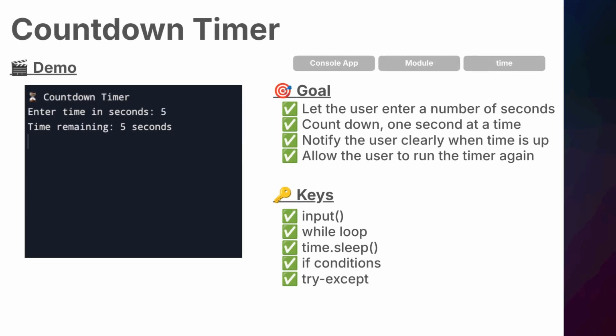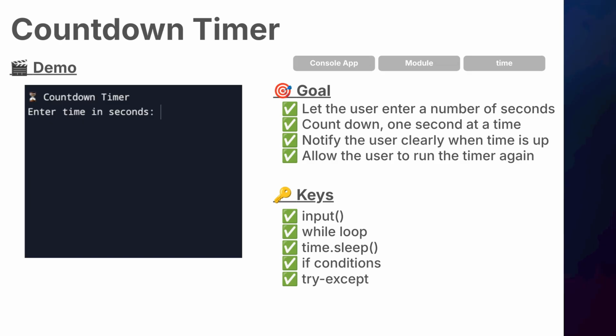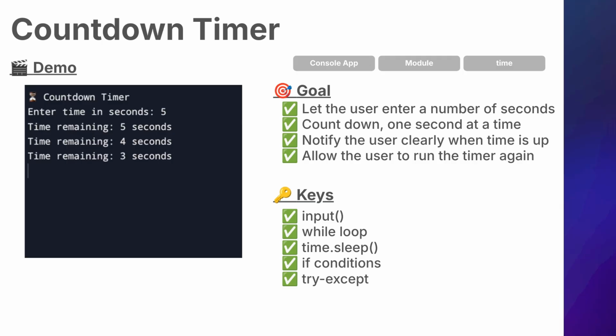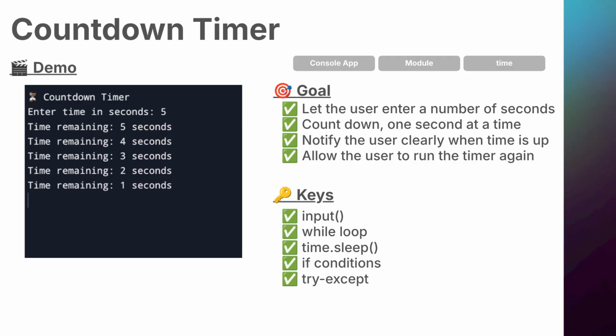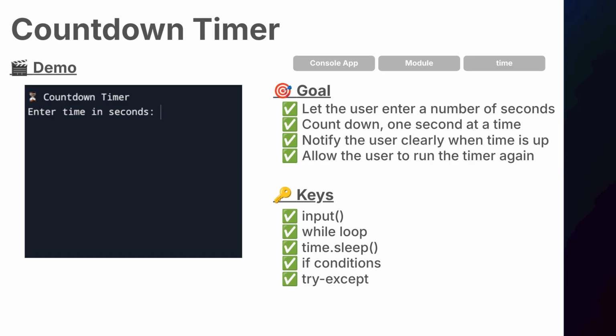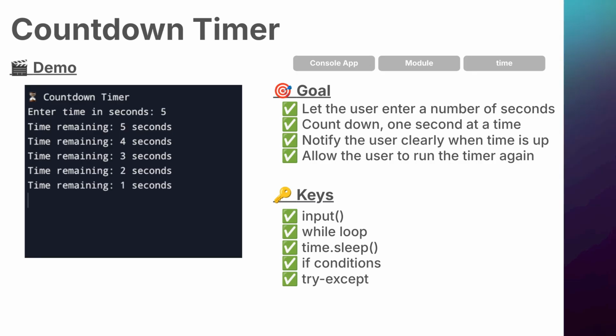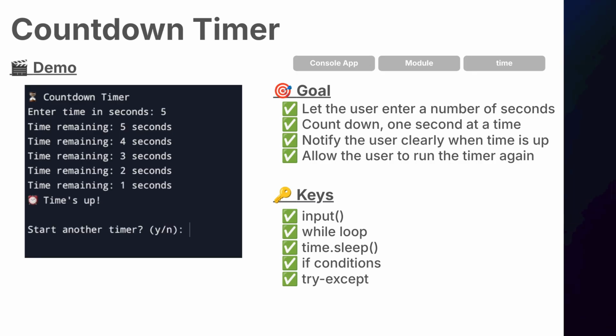Now let's zoom in on what we're actually going to build. When the program runs, it starts by showing the project name in the terminal and asking for input. For example, enter time in seconds: 5. Once the user enters a number, the screen updates every second, showing messages like time remaining 5 seconds, then 4, 3, 2, and 1. When the countdown finishes, it prints time's up, and then asks, start another timer? If the user chooses no, the program ends politely.